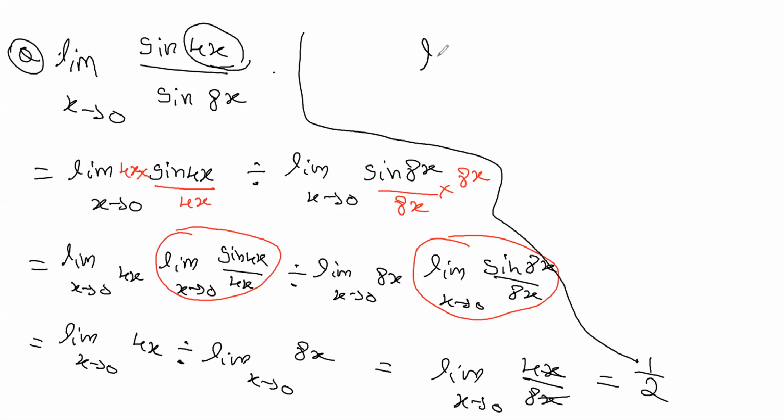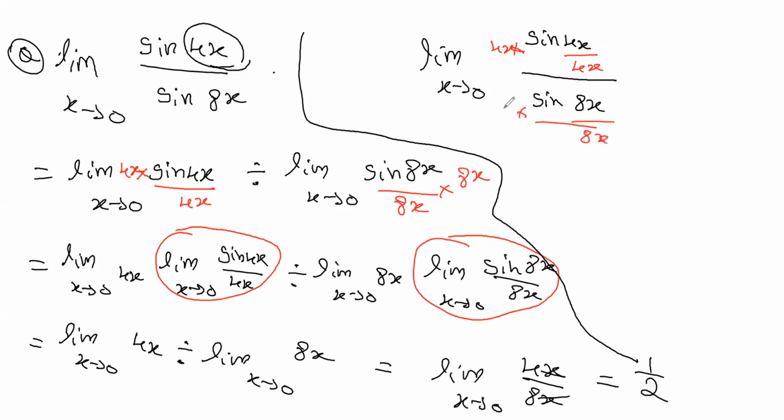So here we got limit x tends to 0 sine 4x by sine 8x. I can write it as sine 4x by 4x into 4x, by sine 8x by 8x into 8x. Now directly after substituting, here I can cancel x and x, and limit x tends to 0 is 1, here is also 1. So directly we'll get 4 by 8, which is equal to 1 by 2.